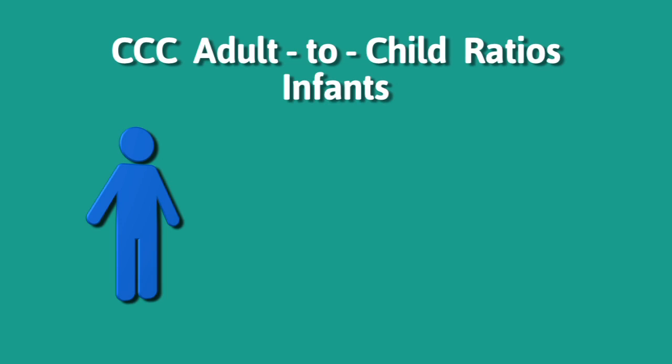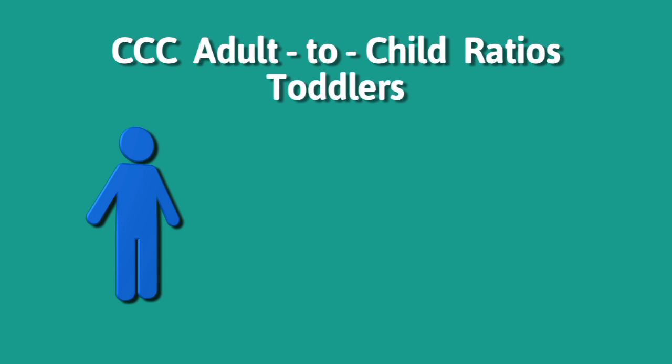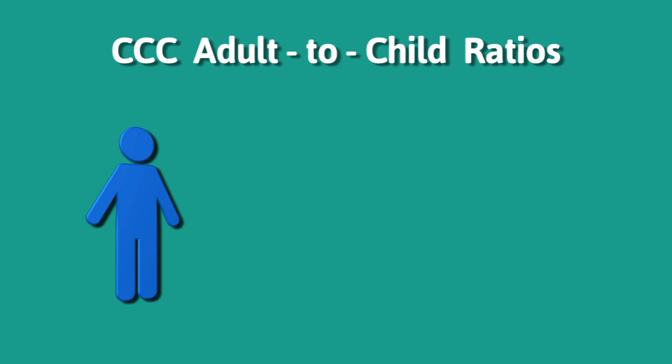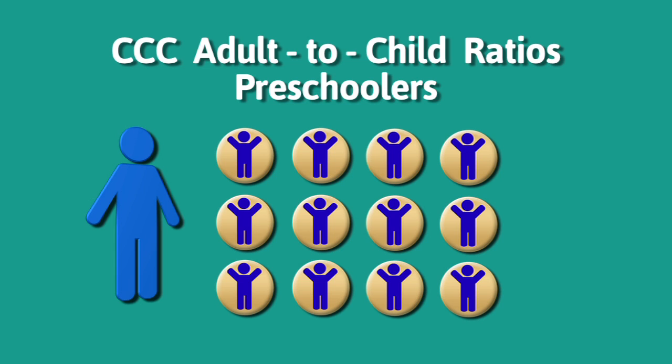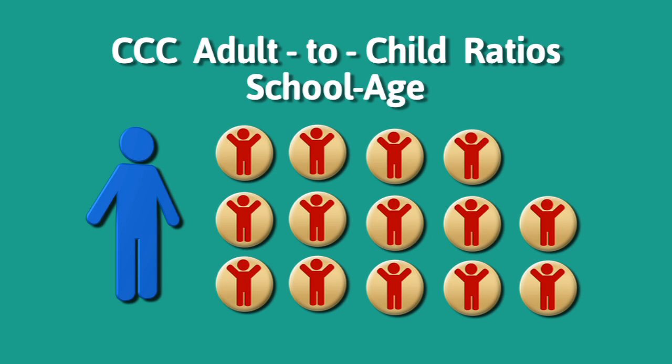For infants, the minimum ratio is 1 to 4. For toddlers, 18 months or older, the minimum ratio is 1 to 6. For preschoolers, the minimum ratio is 1 to 12. And for school-age children, the minimum ratio is 1 to 14.